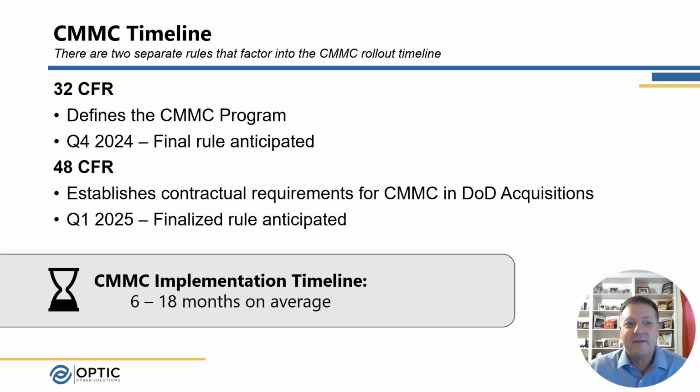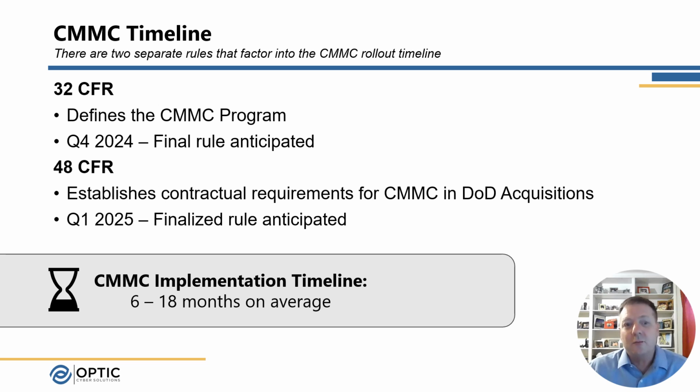So 48 CFR is the CMMC acquisition rule. It is expected to be finalized in 2025. This is the rule that establishes the contractual requirements for CMMC. This is why it's important for the 32 CFR rule to be in place first, or at the same time. Otherwise, we wouldn't know what is being implemented by 48 CFR.